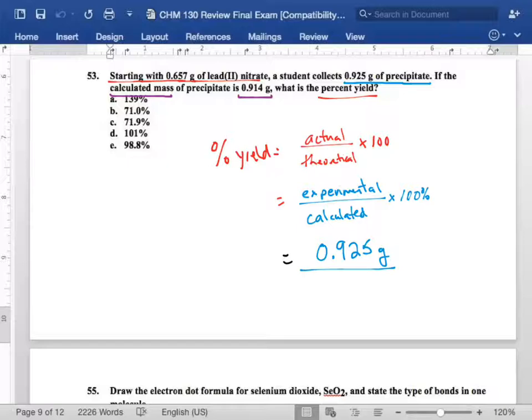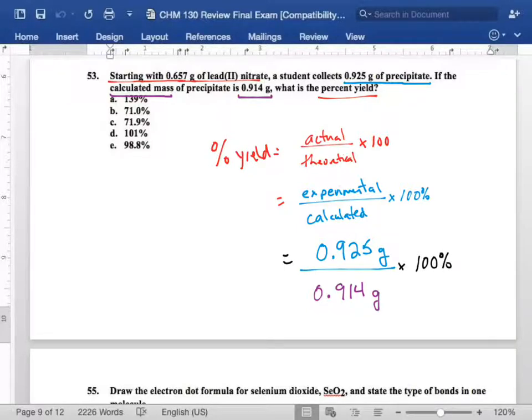Why are you saying 0.914? Didn't I just say it has to be calculated? They told you it's calculated. So yes, it was calculated by somebody else. You just have to use it. Right? So 0.914. This is probably a bad example. Are we going to have one that is... Nope. This is the level of difficulty you're expected.